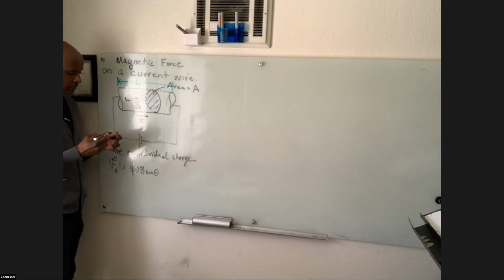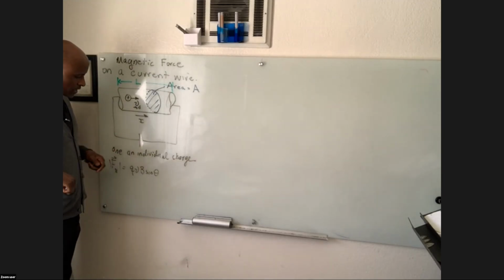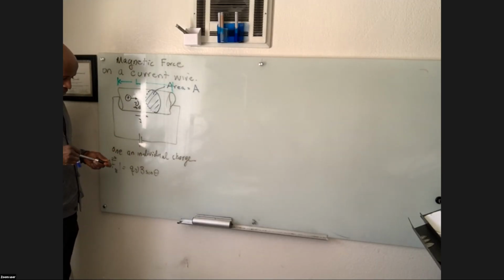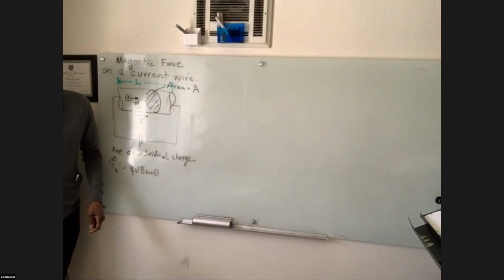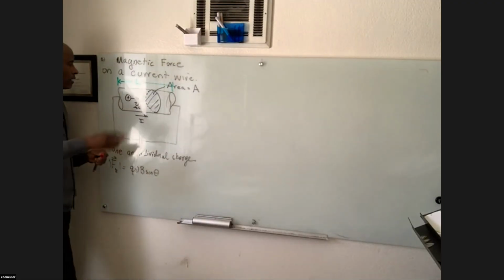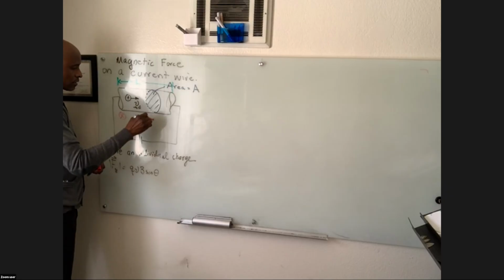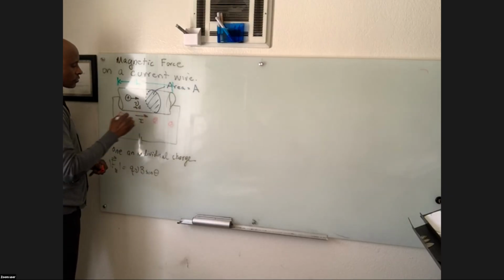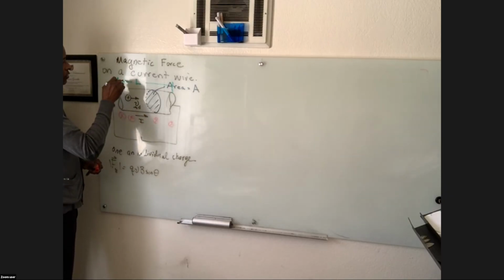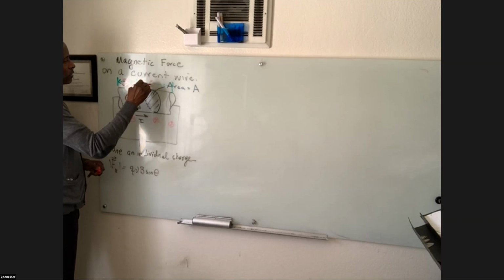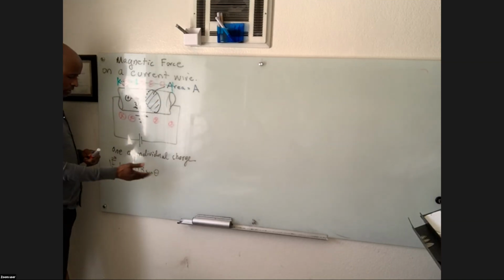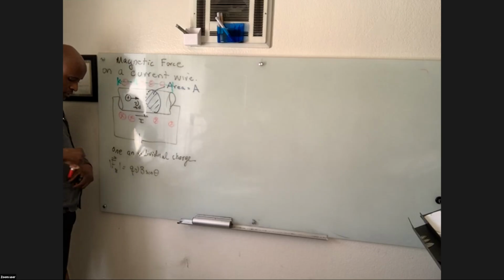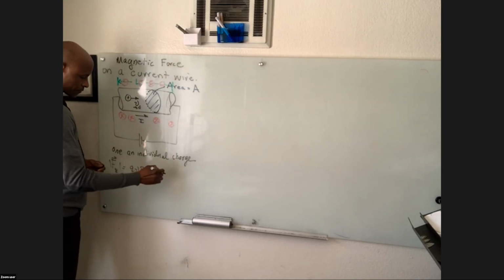Oh, sorry, I didn't put it in the field. So let's put it in an external field. This time I'll make it into the board. It doesn't really matter. So let's say that we have an external field, and the external field is there into the board. Right. So the angle is 90 degrees, so we get QVB as a result.